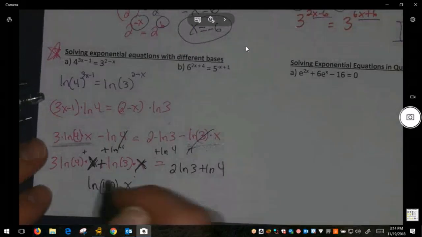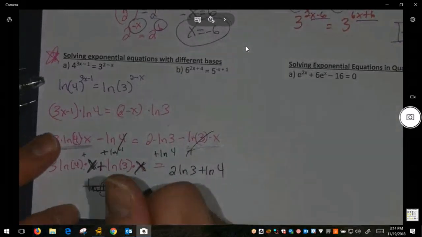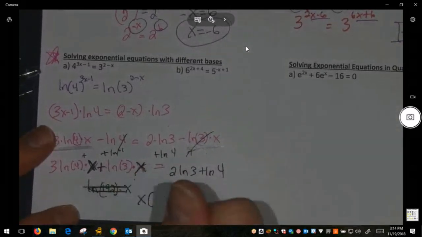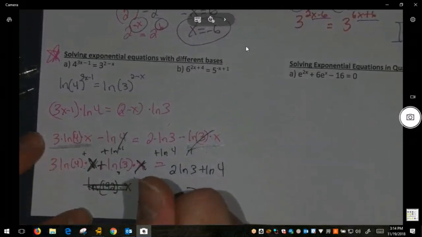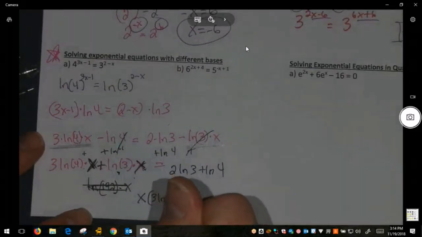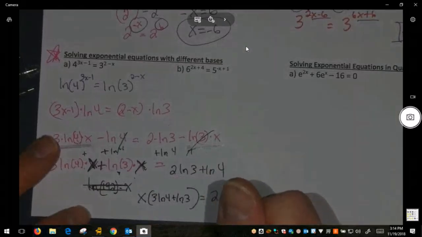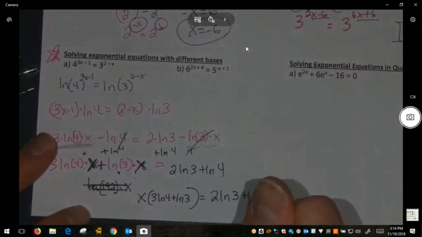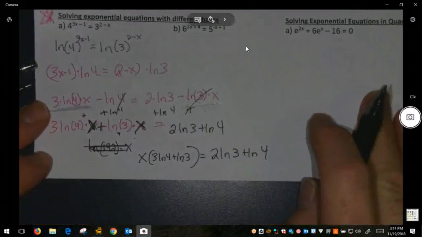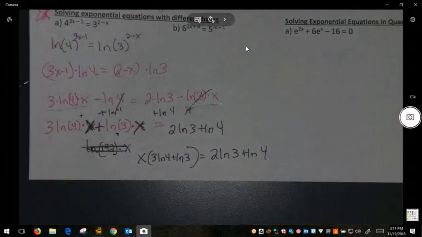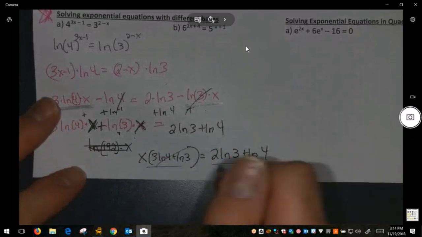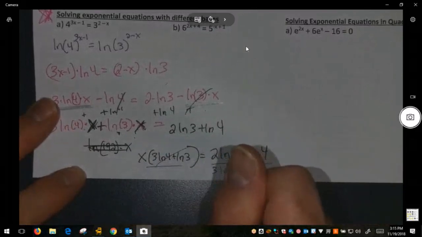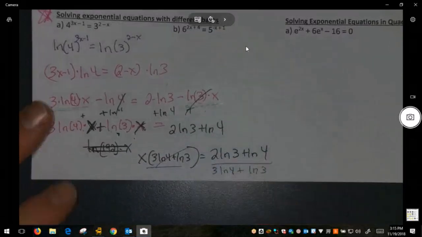I could also just factor out x. X is a common factor of these two terms being 3 natural log of 4 plus natural log of 3. On the other side, I have 2 natural log of 3 plus natural log of 4. And so, to solve for x, I will divide both sides by this expression, 3 natural log of 4 plus natural log of 3.